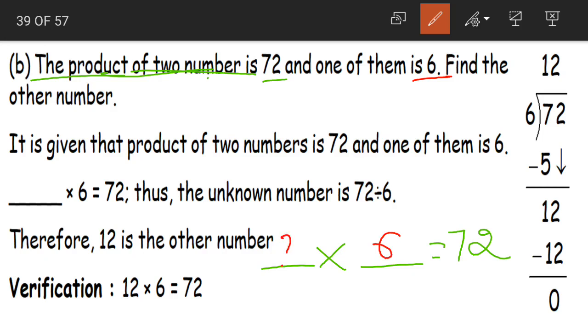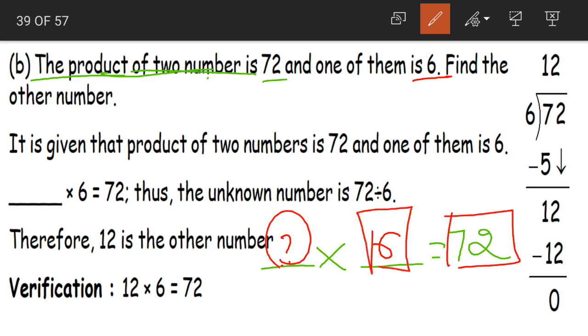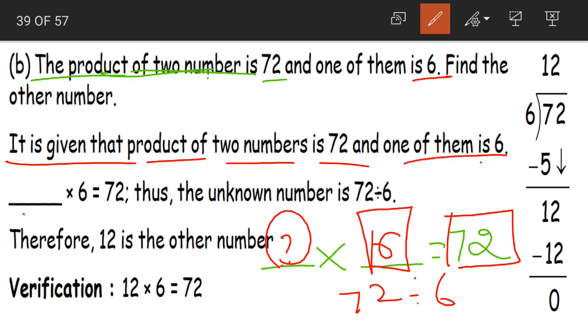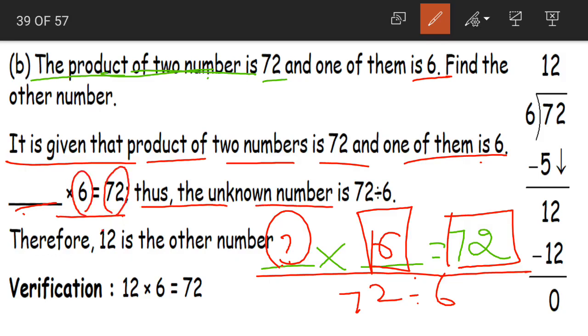Again, what did we learn, children? That we are having one factor missing. Yes, so what should we do? Divide the product by our factor, 72 divided by 6. See, it is given that the product of two numbers is 72 and one of them is 6. That is dash into 6 is equal to 72. Thus the unknown number becomes what? 72 divided by 6. Let us divide.